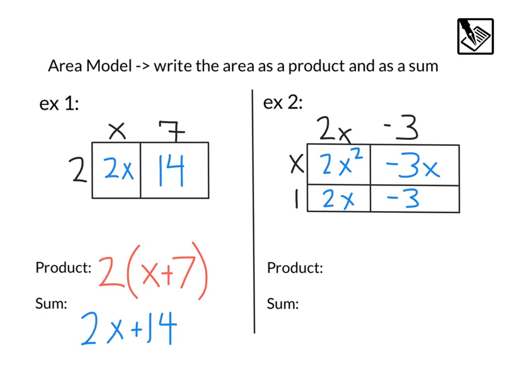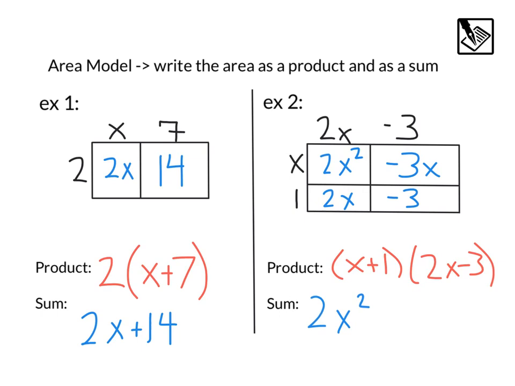Our product would be the area of the big rectangle. In this case, our width right here is x plus 1, times 2x minus 3. And that would be our product. Now if we wanted to find the sum, we want to add each of these rectangles together. Here we've got 2x squared. We're going to start with that.